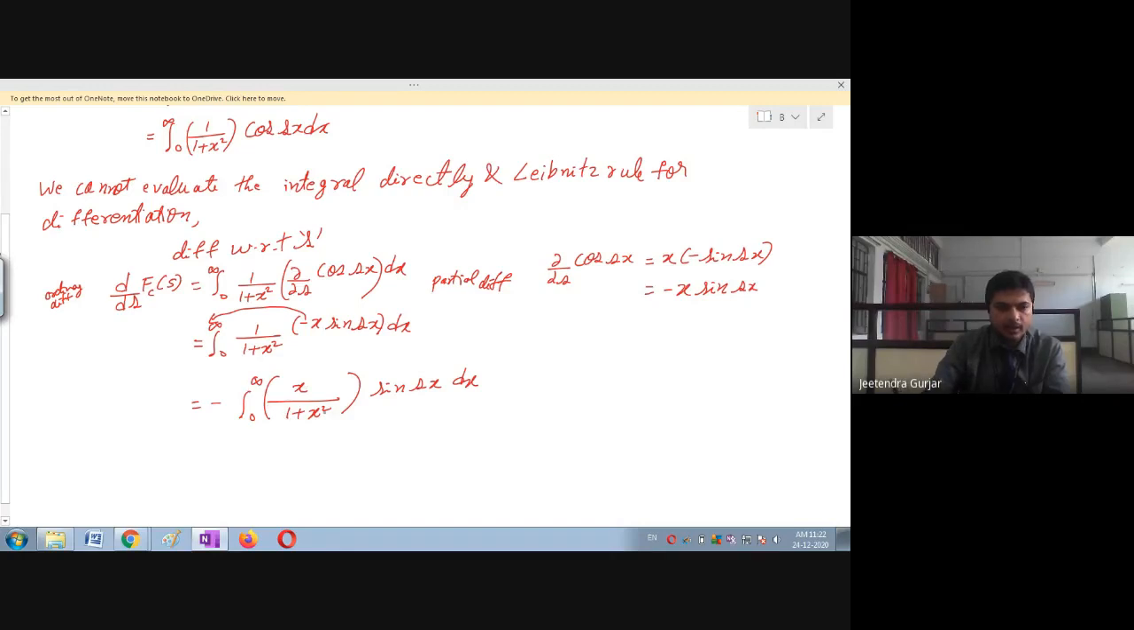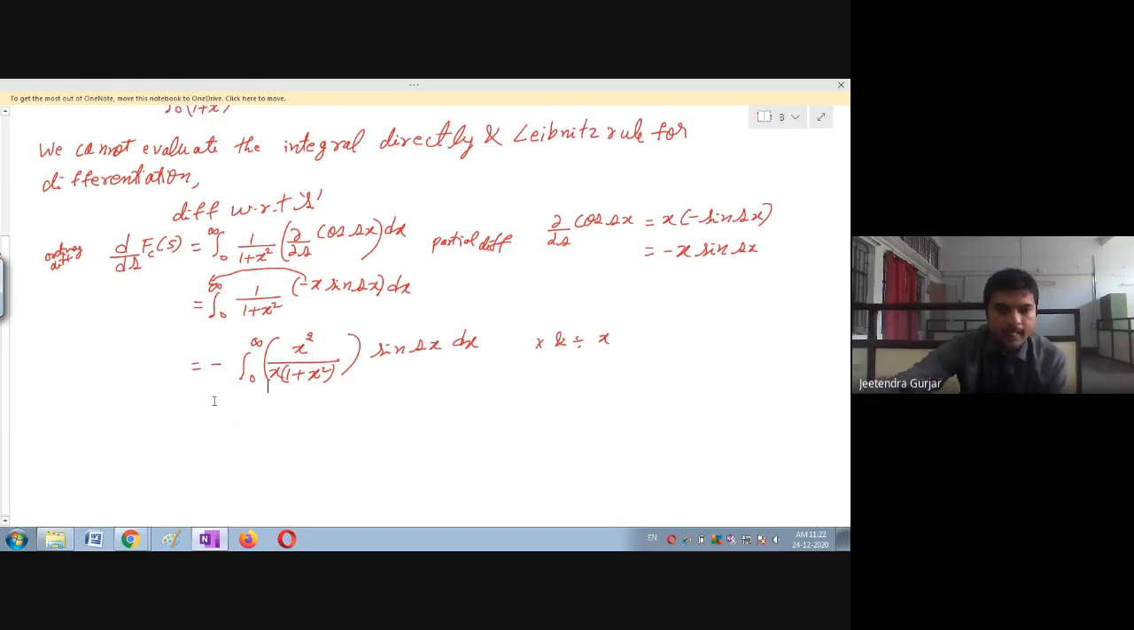Now here you can see in the denominator we have power 2, so I have to increase the power. So what I will do? I will multiply and divide by x. So this is going to become x into x, x square, and in the denominator I'm going to take x. Till here it is clear.